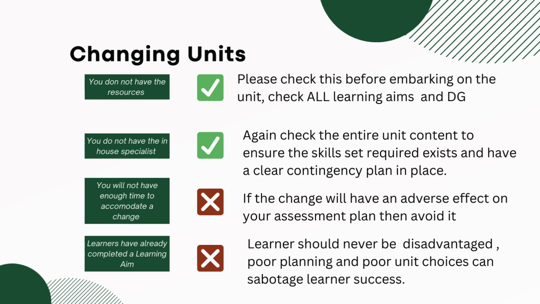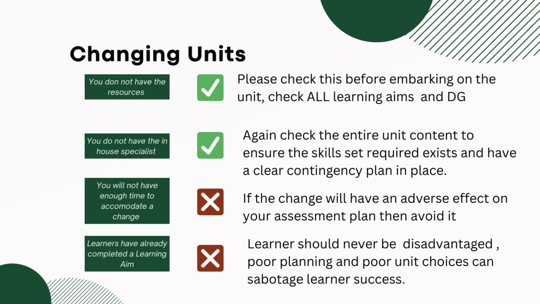I do, however, understand that we do work in a changing tapestry, and oftentimes things may occur which force us to have to make changes. So, if, for example, you find yourself in a situation where you do not have the resources to be able to effectively deliver or complete a unit, then you may want to consider changing that unit. So say, for example, the machinery breaks down that you need to deliver something for your engineering course. You may therefore consider changing that unit.